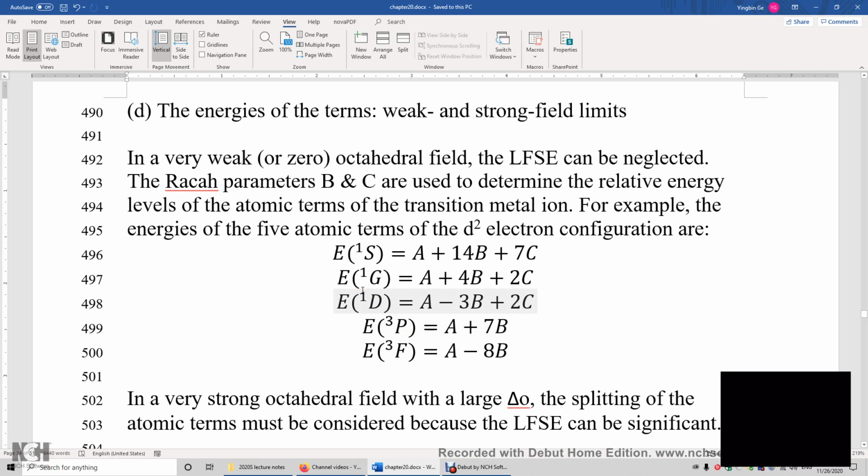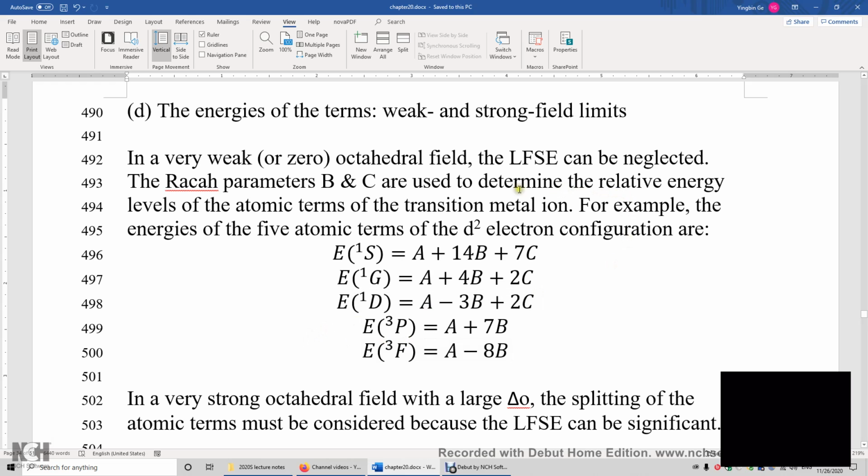It's unlikely to observe the 3F to 1D transition or to 1G or to 1S because these transitions are spin forbidden transitions. The spin multiplicity changes from 3 to 1. That means you have to flip the spin of an electron, and that's spin forbidden.